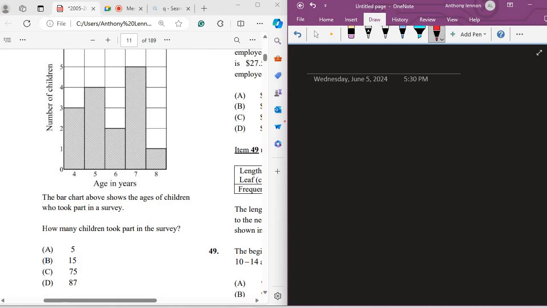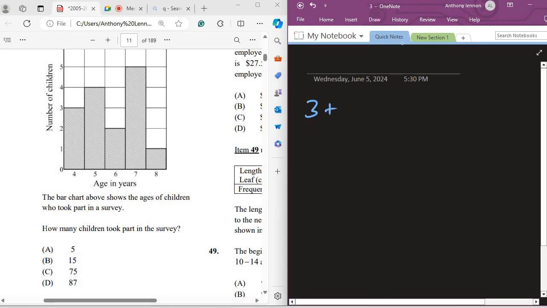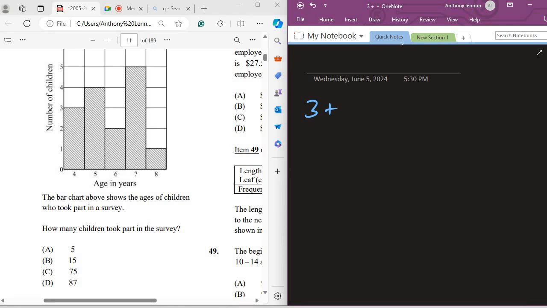Of age 4, right? All right, so we have 3 persons plus what else? Of age 5, how many persons of age 5 took part in the survey? 4. Age 6, how many? 2. Age 7, how many children? 5. And age 8, how many? 1. Right, so that's 3 plus 4 is 7, plus 2 is 9, plus 5, 14, plus 1, 15. All right, so the answer is B.